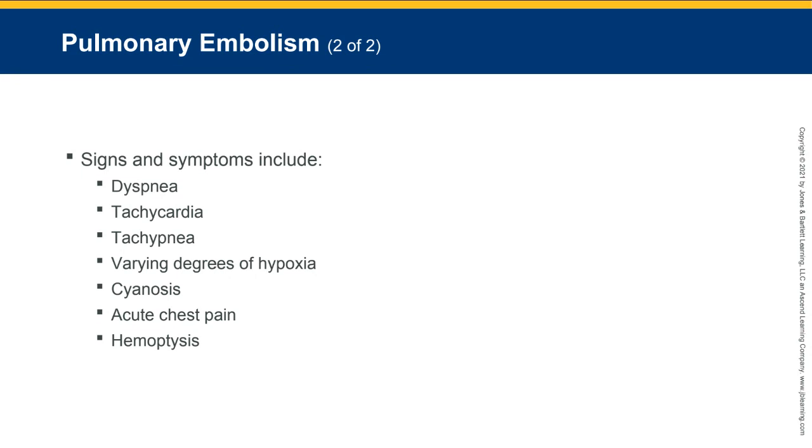They can have acute chest pain. They can have hemoptysis. Hemoptysis means they are coughing up blood. And anytime a patient is coughing up blood, or coughing up fluid, it tends to come from the lungs. When they vomit blood, it tends to come from the digestive tract.